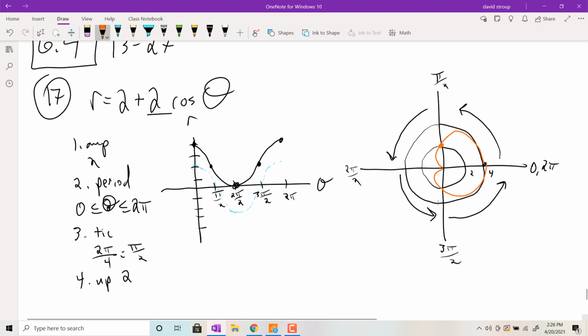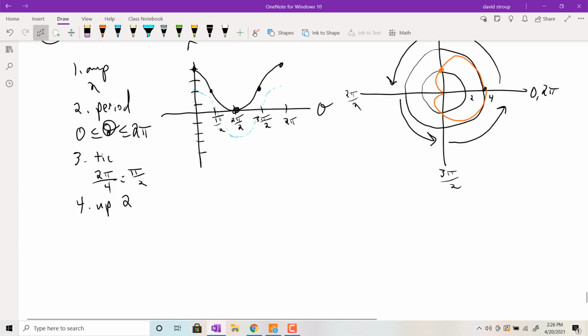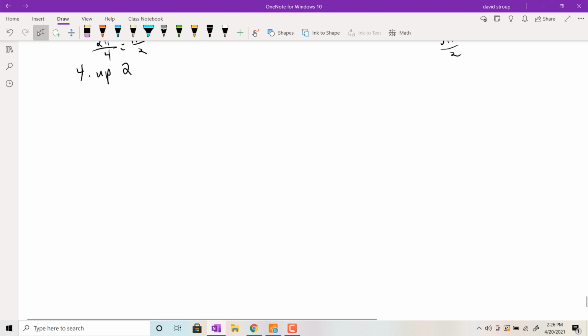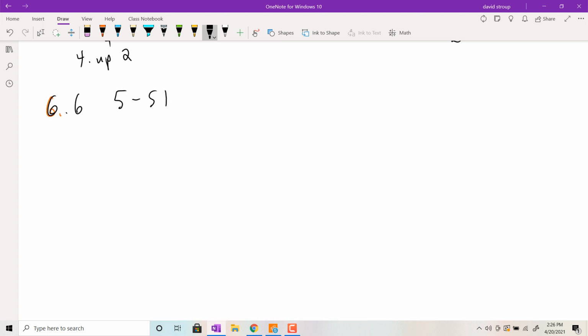Okay, so either a snail or a rose petal. The last two sections are on vectors. So first 6.6. Looking at problems like 5 to 51. So you have to know simple things like graphing vectors, adding vectors, finding magnitude, finding unit vectors. Okay, so let's look at number 5. In number 5, they want you to graph it and find the magnitude.